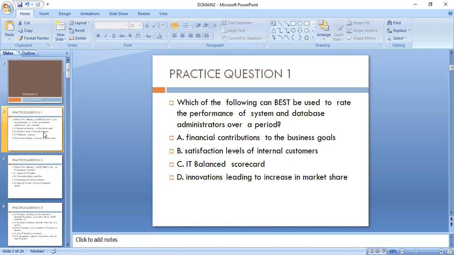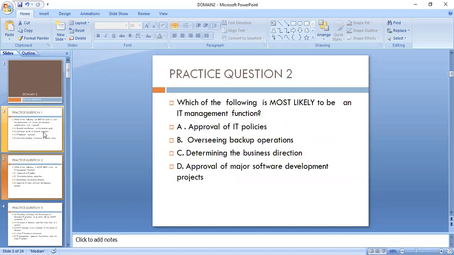So if you understand IT balance scorecard very well, you will know that A is part of the perspectives of IT balance scorecard. That is the financial perspective. B is talking about the internal process perspective. D is talking about the learning and growth perspective. So for you to have a comprehensive answer, you should pick C because C encompasses A, B, and D. So the best answer here is the IT balance scorecard, C.